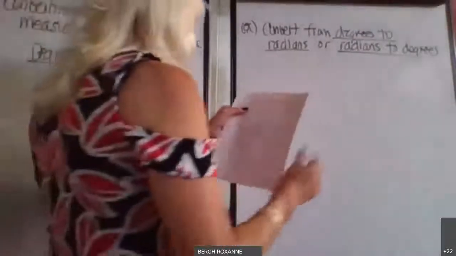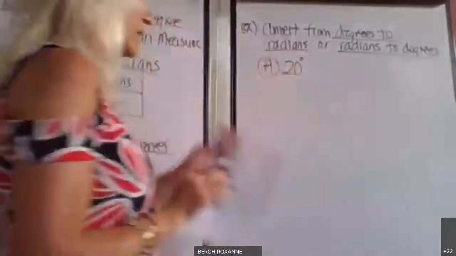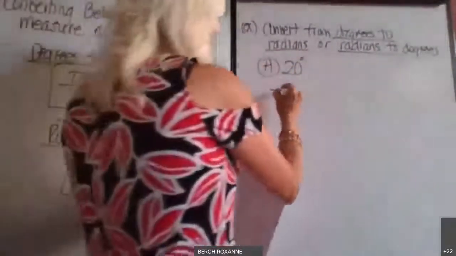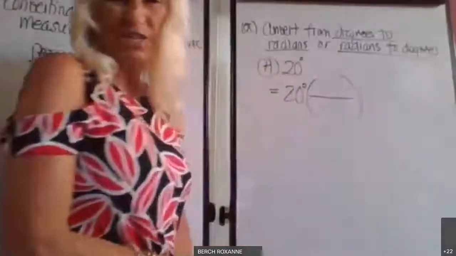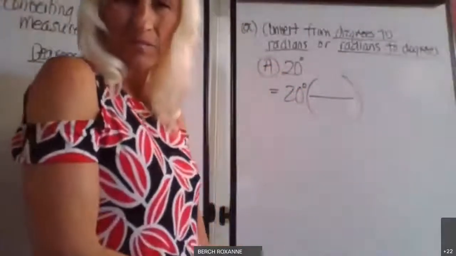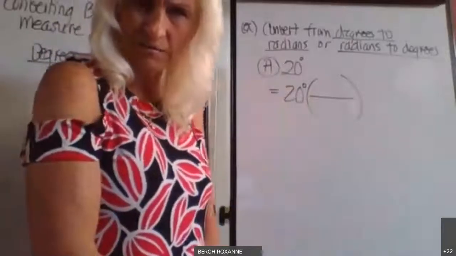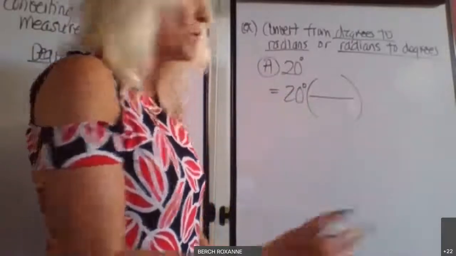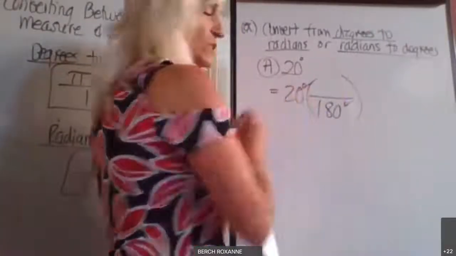All right. 20 degrees. Well, let's just think about this. Let's use common sense. If we're going to convert from degrees to radians, don't we want to get rid of degrees? So if you want to get rid of degrees, wouldn't you put the 180 degrees on the bottom so the little degrees cancel?